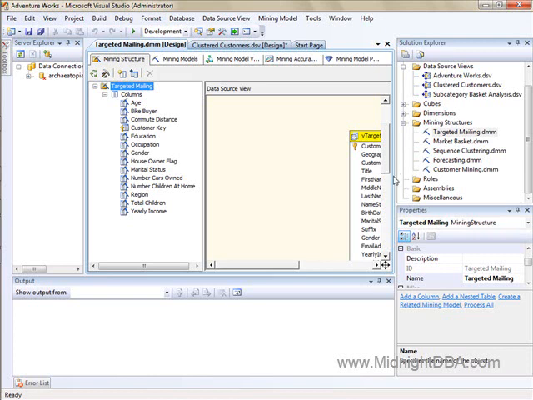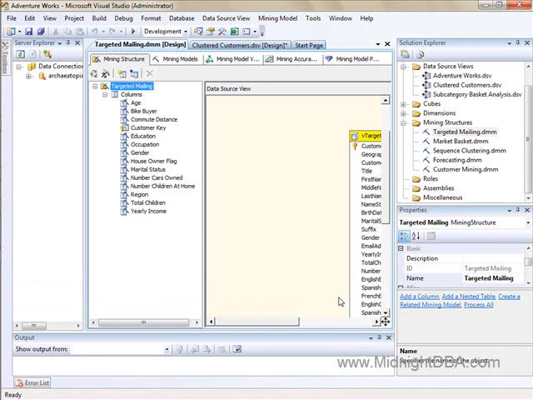And so the targeted mailing is a relatively simple set. Sorry, having problems getting a handle here.